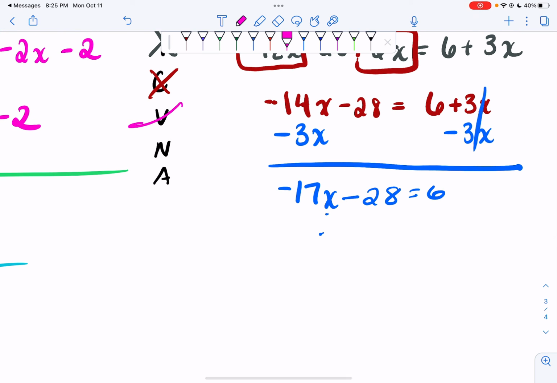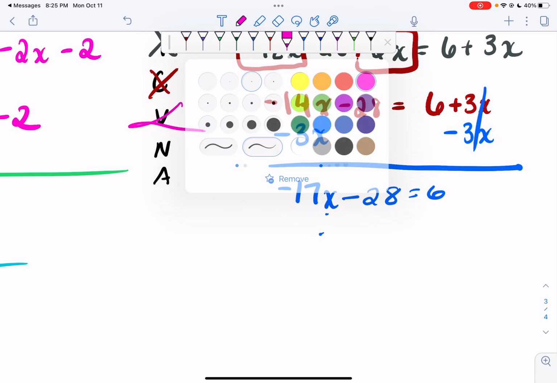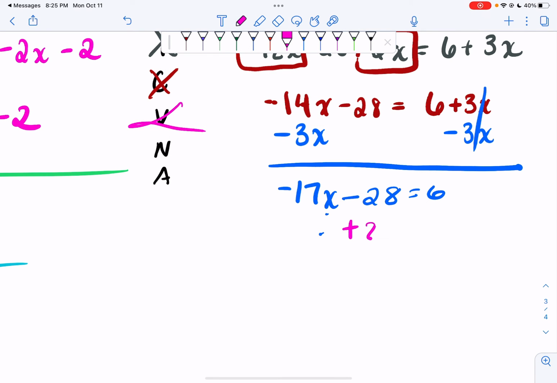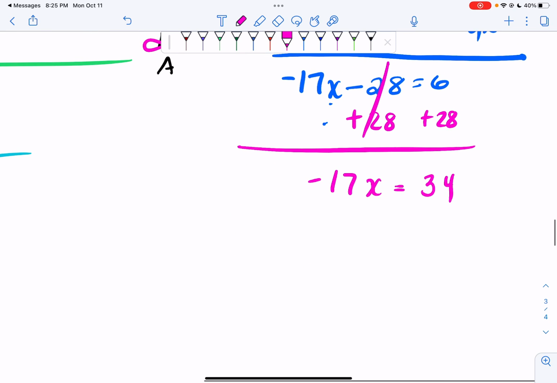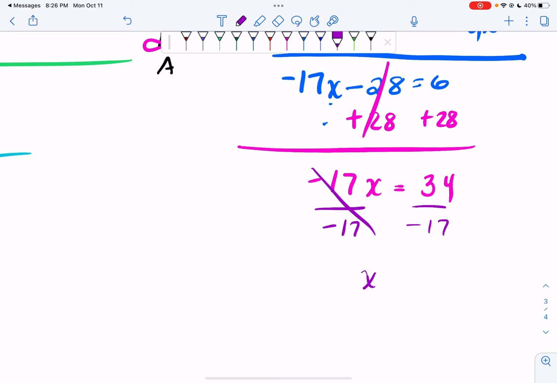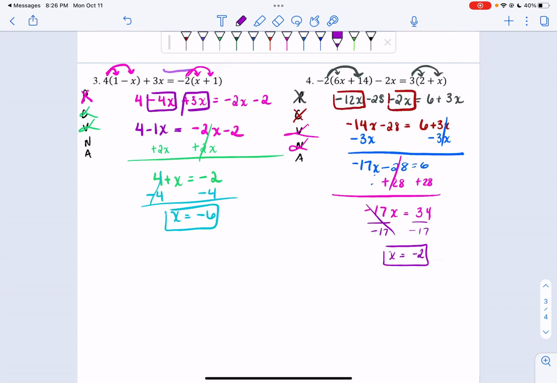Now my variables are gone. So now I have to move my numbers. So I'm going to add 28 to both sides of my equation. So I get negative 17x equals, 28 plus 6 gives me a good old 34. And then I'm going to divide both sides of my equation by negative 17. When I divide, I get x is equal to negative 2. And that's your final answer.